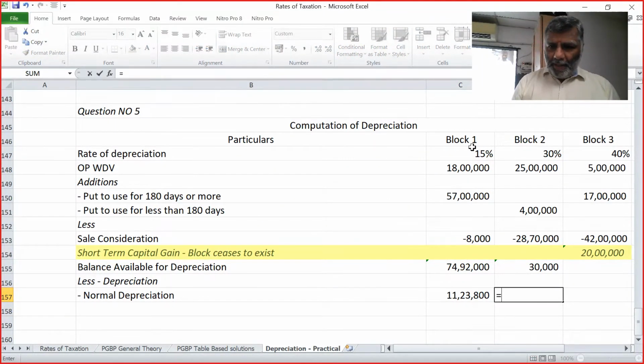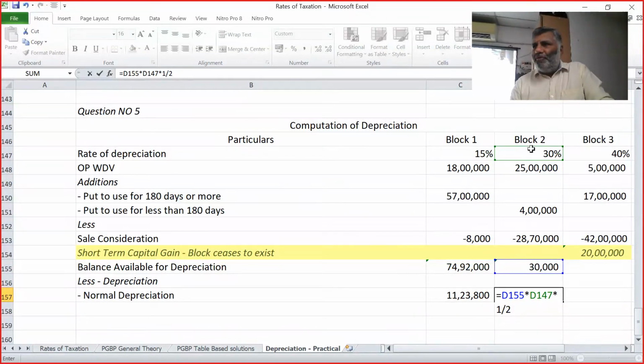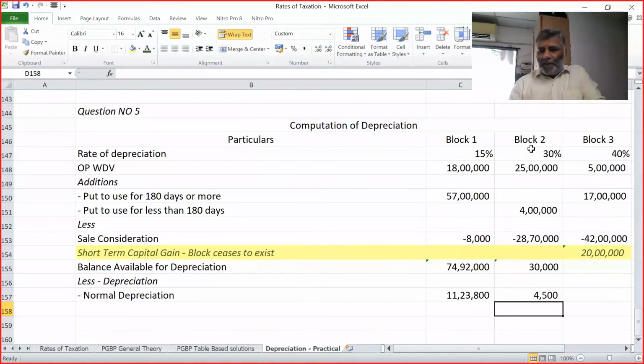For block B, only 30,000 is there, into the rate of 1 by 2, because FIFO is the method. So old assets have been sold, and only the new asset value is being reflected. So half of the eligible depreciation can only be claimed. The eligible depreciation is 30%, so half comes to 15%. Here the block is gone, so no normal depreciation.